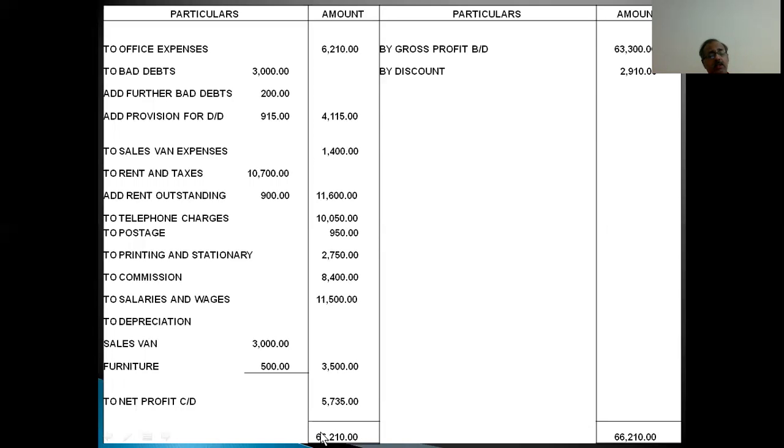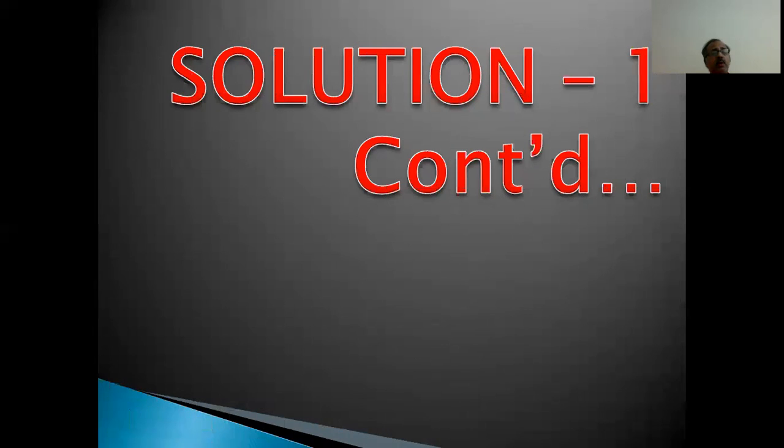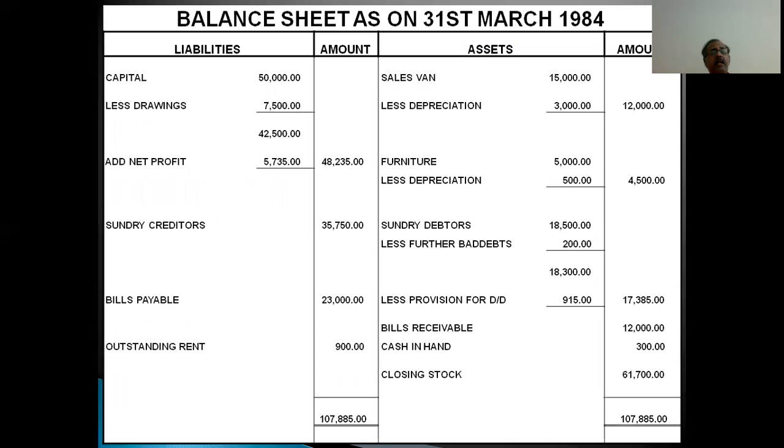So the total debit side is also 66,210. This net profit will be carried forward to the balance sheet and added along with the capital. So with this, the trading and profit and loss account is over. The next one, we have to prepare the balance sheet. Balance sheet as on 31st March 1984. Liability side, liabilities amount, assets amount.